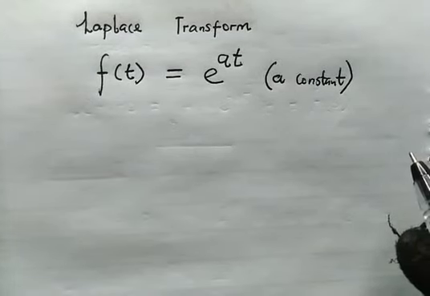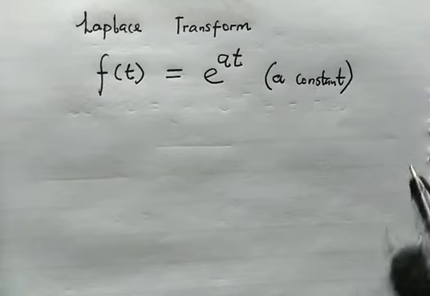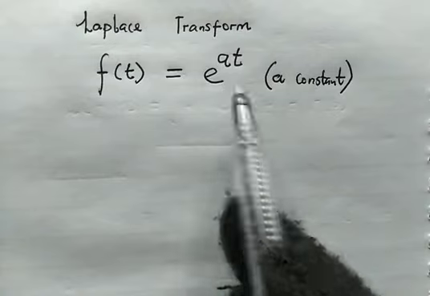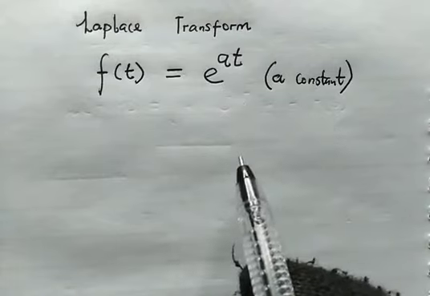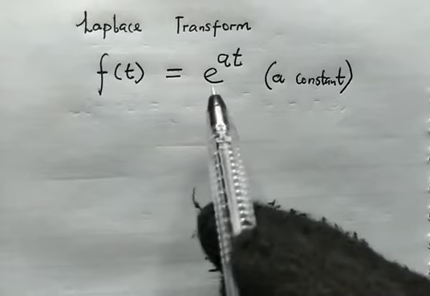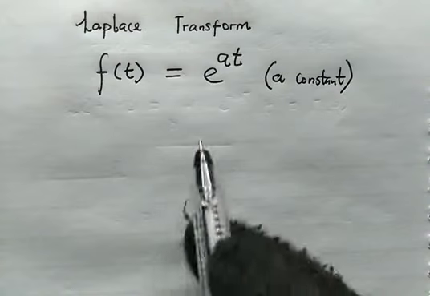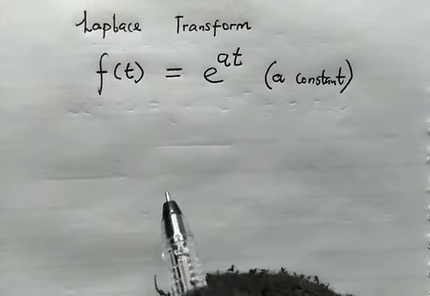Today this is our second class of Laplace transform of some given functions. Here we have the following function of t: e to the power of at, where a here is a constant. Right over here we're going to find the Laplace transform of this function. Well, yes, that is an exponential function, right?